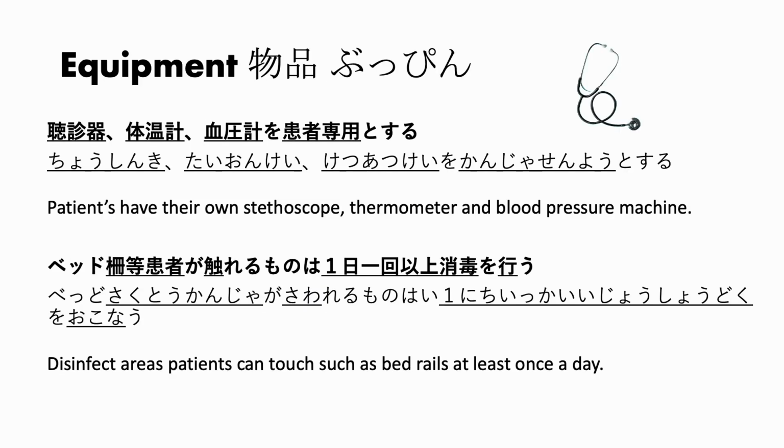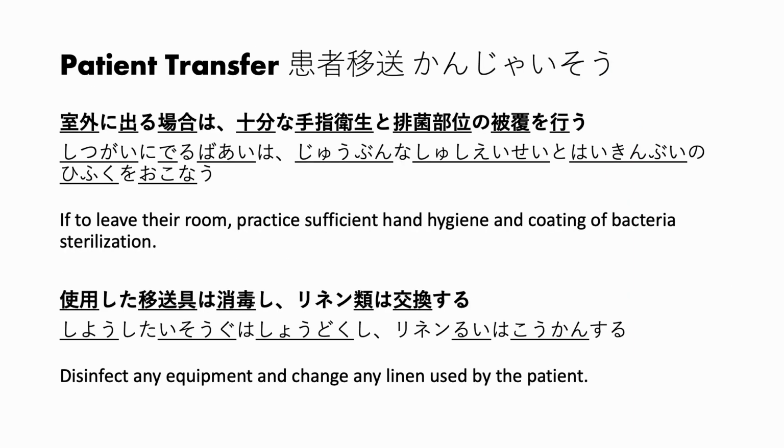Next we have equipment, and the word for that is buppin. So in regards to equipment, 聴診器、体温計、血圧計を患者専用とする, which translates to patients have their own stethoscope, thermometer, and blood pressure machine. So patients have their own equipment to reduce the spread of infection. Next it says, ベッドサイドと患者が触れるものは1日1回以上消毒を行う. This translates to disinfect things patients can touch, such as bed rails, at least once a day. And finally, we have patient transfer, or 患者移送.